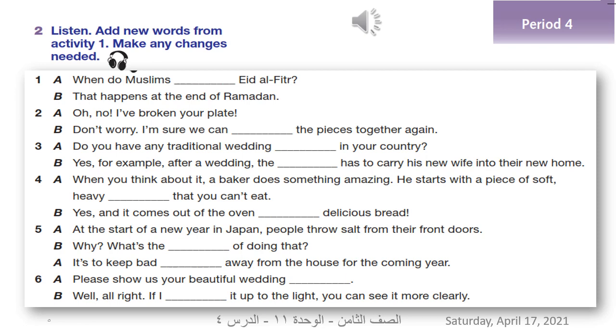Okay, now I let you listen. After you listen, try to fill the gap.